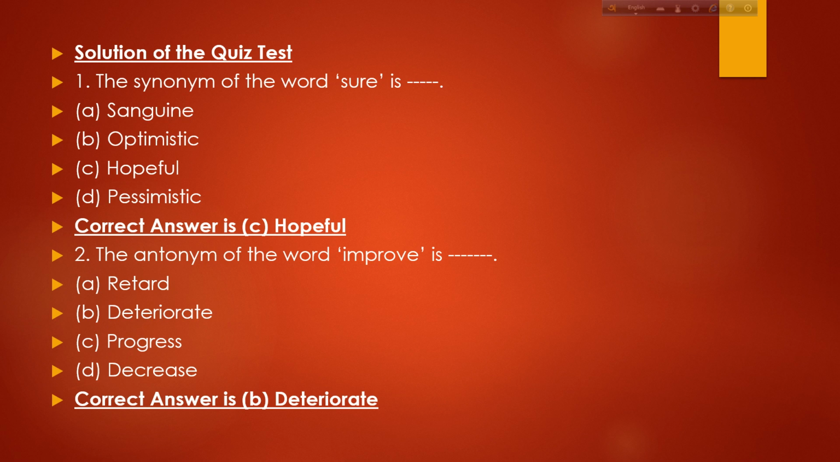Number 2, the antonym of the word improve is dash. Retard, deteriorate, progress, decrease. The correct answer is B, deteriorate. Antonym means opposite word and synonym means similar word.